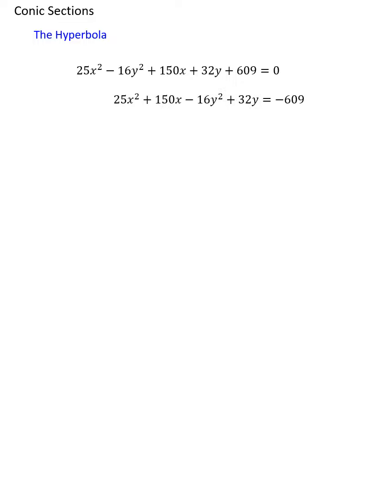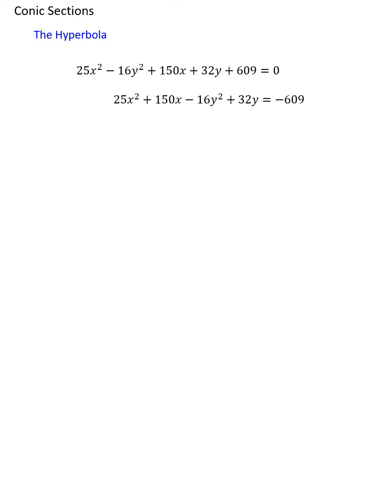Let's take a look at our final example here. Suppose we were trying to graph this conic section. First of all, notice that 25 times -16, or a times b, is definitely a negative number, and therefore strong reason to believe that we have a hyperbola here.